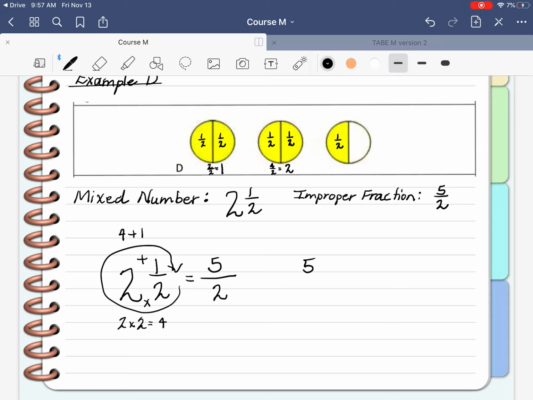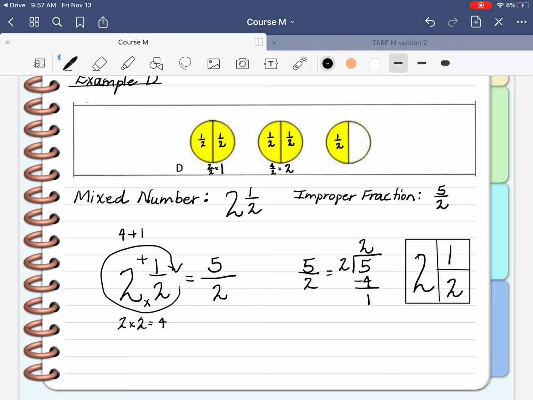Let's QRD 5 halves and see what we get. So 5 divided by 2 is 2 times with remainder of 1. So the quotient is 2. The remainder is 1, and the denominator doesn't change. It's a 2. The divisor, 2 and 1/2.